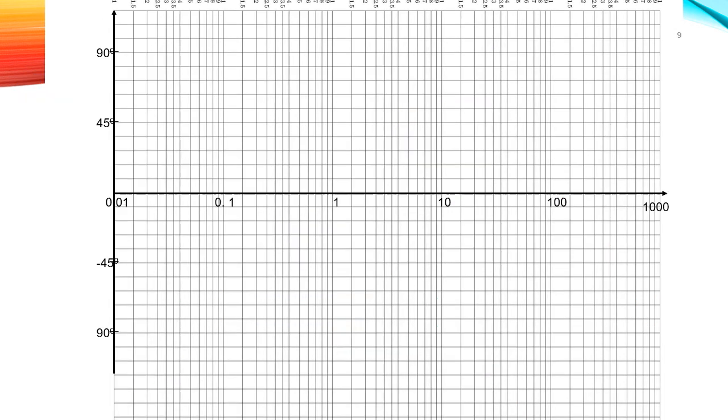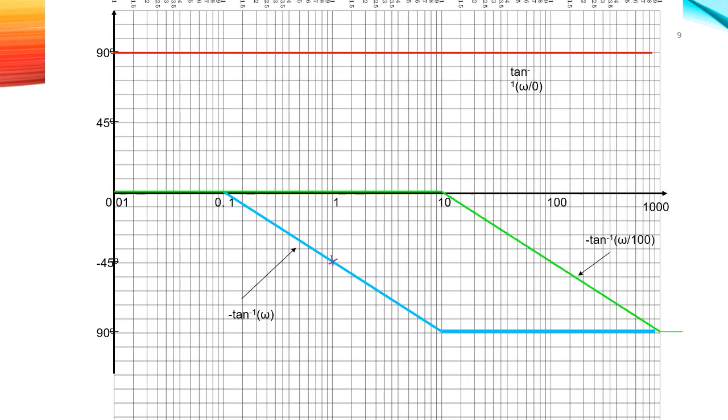Okay, same goes for the phase plot. First you need to define the x-axis, the omega, in decades, and then plot the zeros at origin, which is a constant 90 degrees, and then you have poles at 1, so it's crossing minus 45 at 1, and another pole at 100, which is minus 45 degrees at 100. Finally, you total them up.